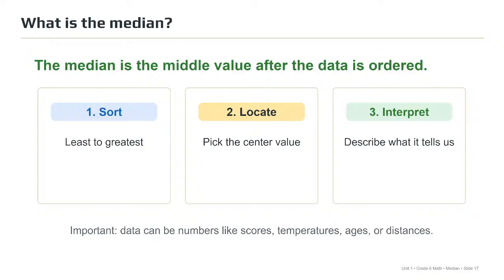Median is the middle value after the data is ordered. Number 1, sort from least to greatest. Number 2, locate the middle value. And number 3, interpret it. Describe what it tells us. Also, something important: data can be numbers like scores, temperatures, ages, or distances.